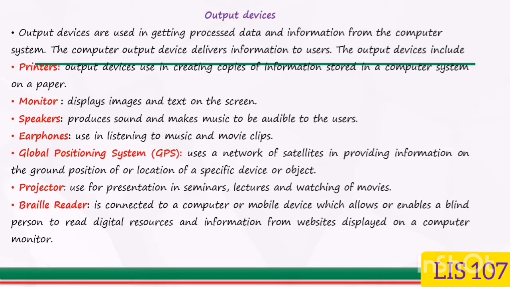We also have a braille reader. A braille reader is really used for blind people. It makes blind people able to read information. So they connect it to a computer. When the blind person is making use of it, they are able to read the resources displayed on the computer.